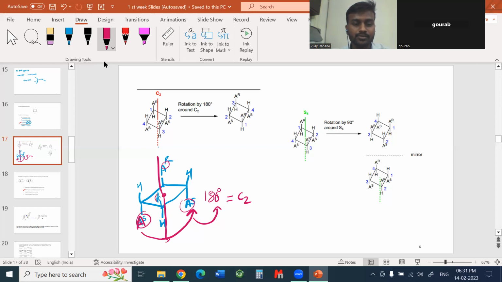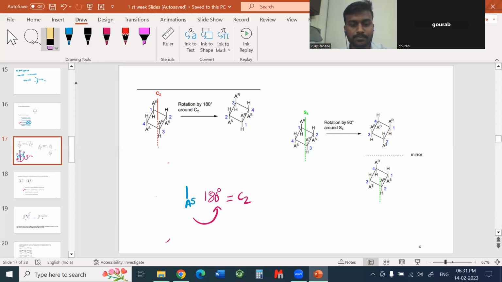This AR comes to this position. The second hydrogen is replaced by this hydrogen. So it has the C2 axis. Most of the students confirm they are able to visualize the C2 axis, but they are not able to visualize the S4 one. So that problem we will check again.